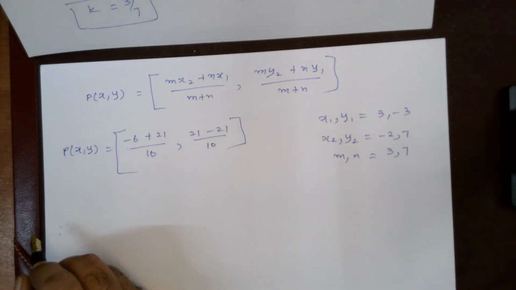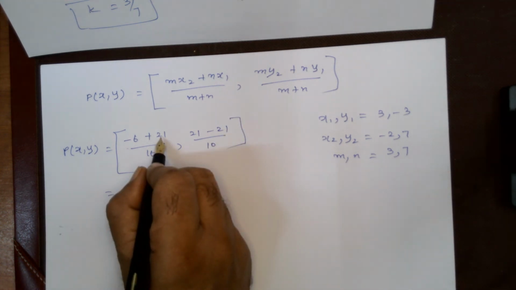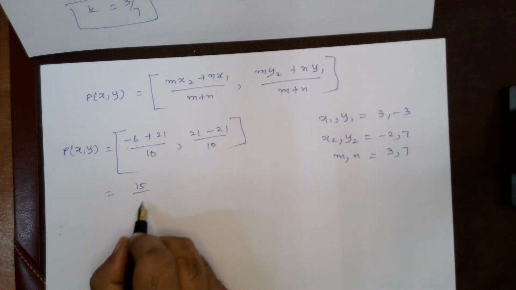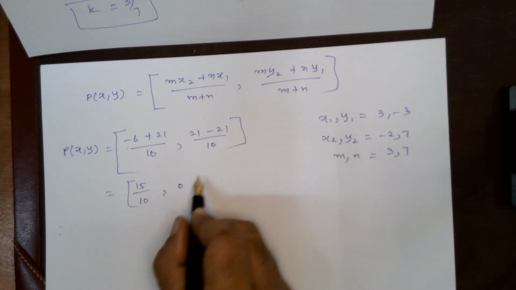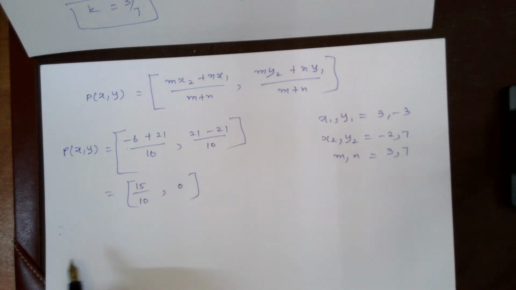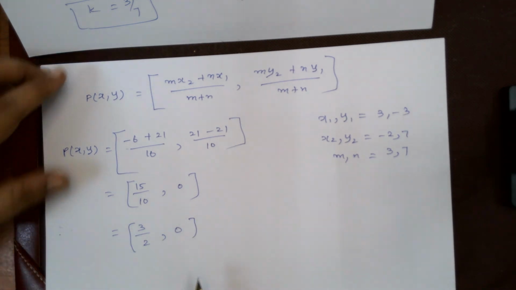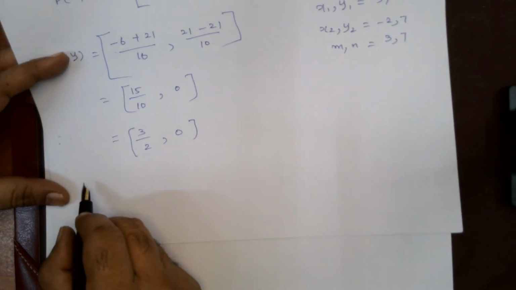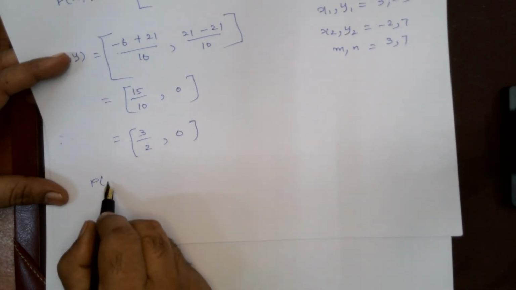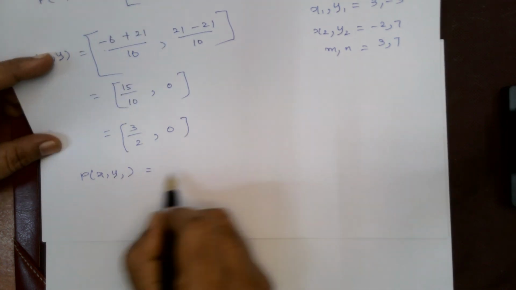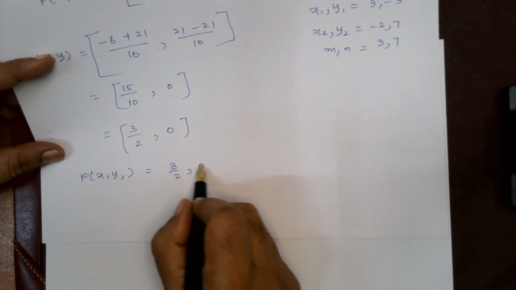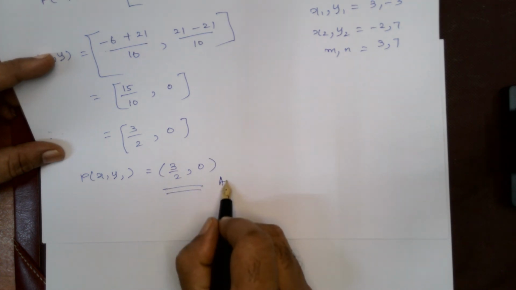So 7 into 3, 21 minus 21 divided by m plus n, that is 10. So it means 21 minus 6, 15. So 15 by 10, and then this is 0. 21 minus 21 is equal to 0. So 0 by 10 is equal to 0. So we can further divide this as 3 5s are 15, 2 5s are 10. So you can put 0. So it means the points are 3 by 2 and 0. So what is the point? The p of x comma y is equal to, what is that? 3 by 2, 0. This is the final answer.